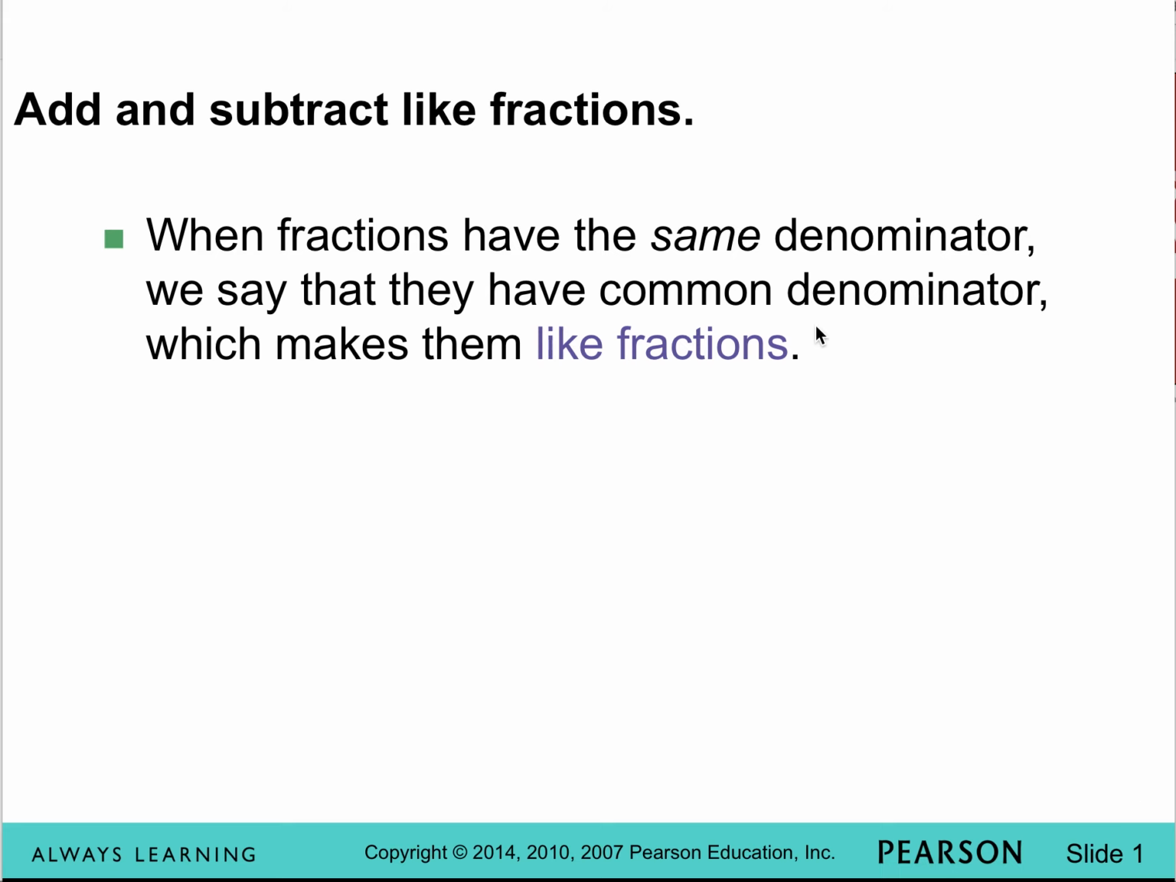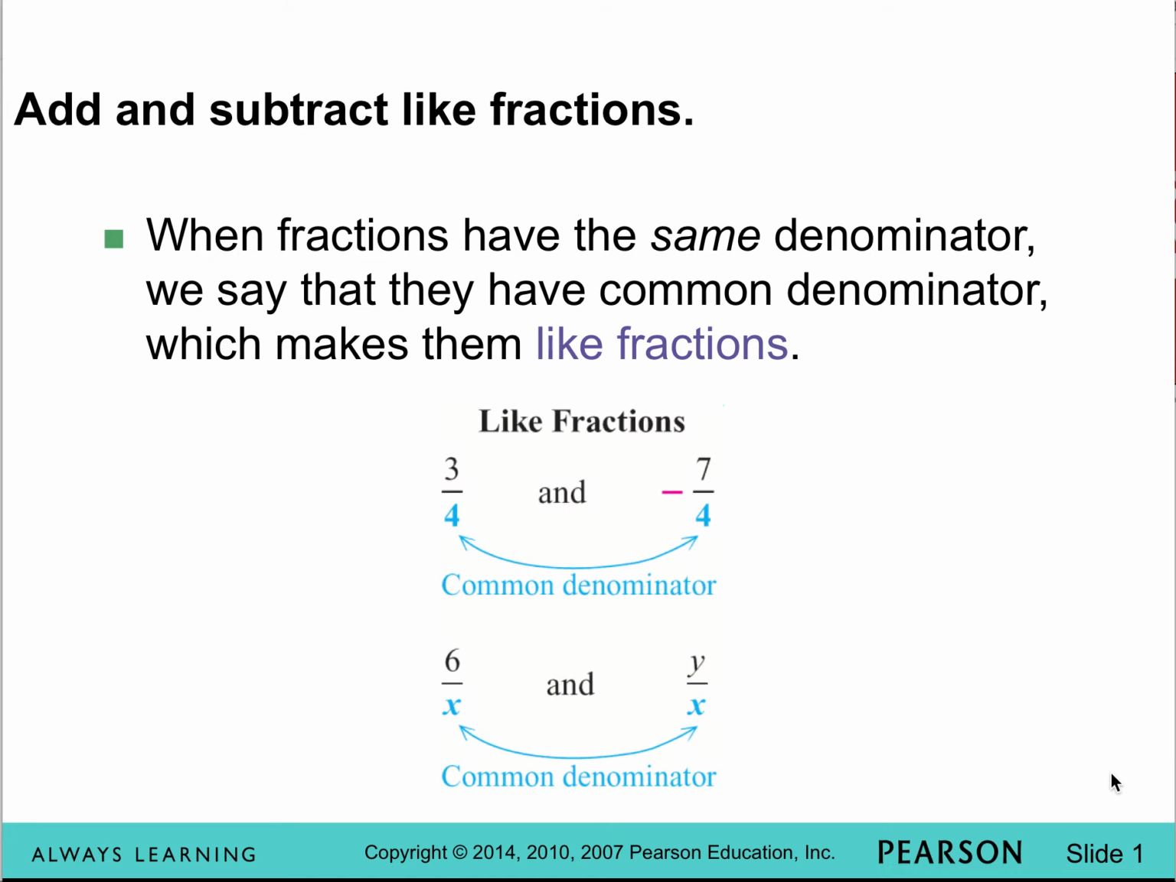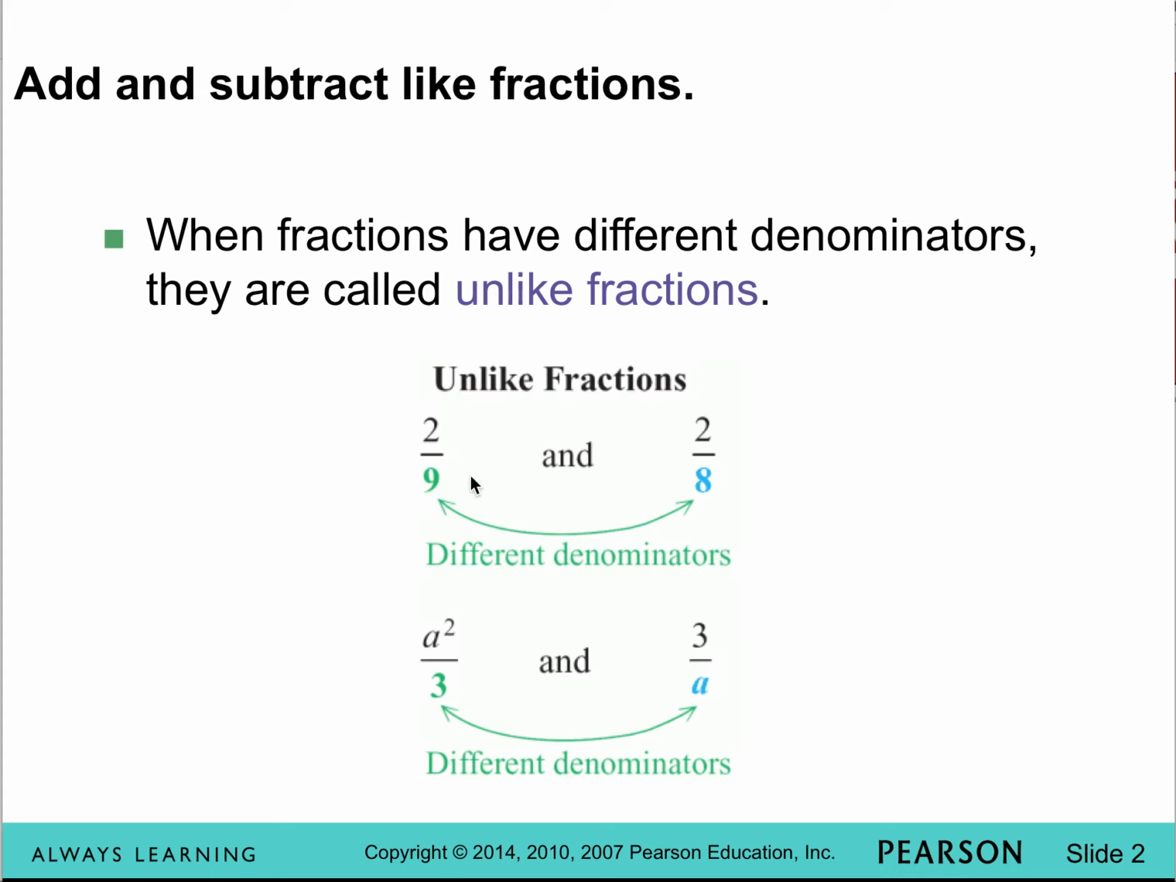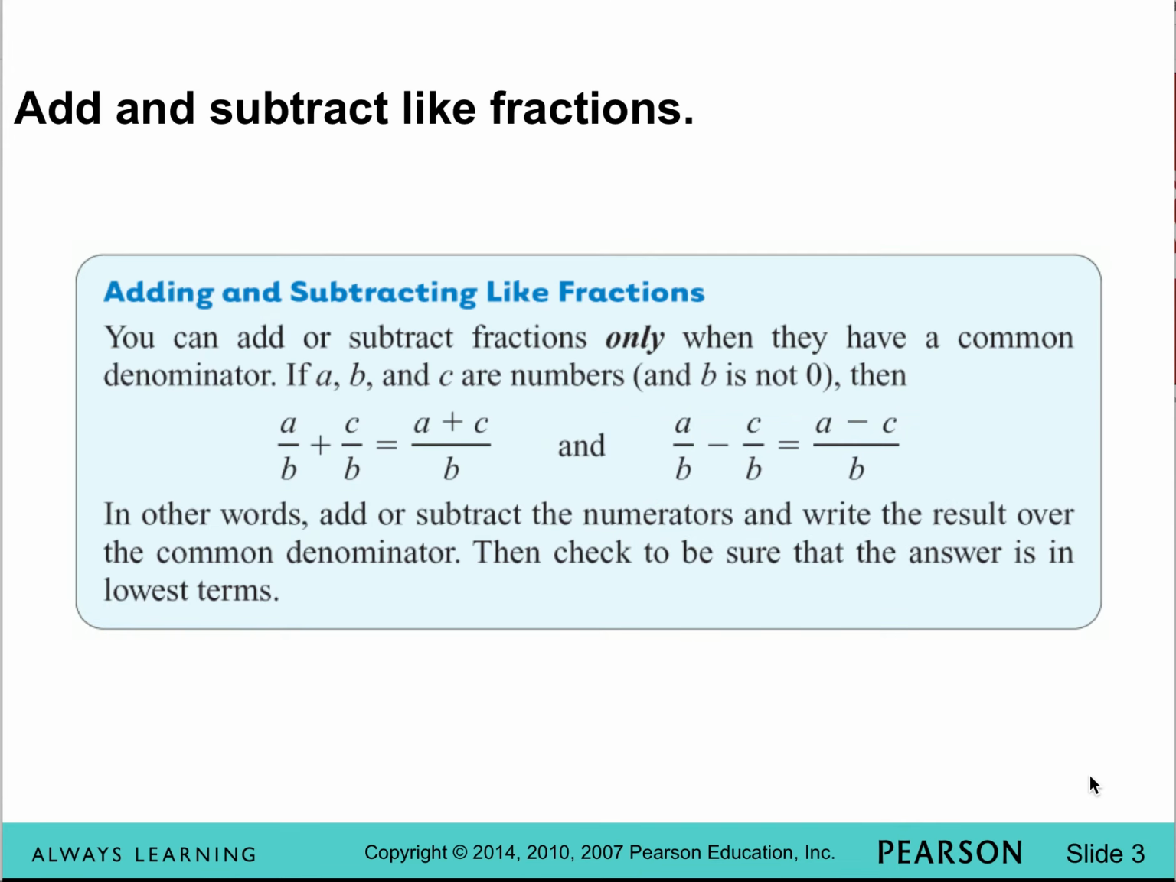So when fractions have the same denominator, we call that a common denominator, and it makes them like fractions. Okay? So for example, here's a couple of like fractions because they both have a denominator of 4. That's a common denominator. Even if it's a variable of an x, right? That's a common denominator. When fractions have different denominators, they're called unlike fractions. Like here, 9 and an 8, a 3 and an a. Different denominators are unlike fractions.